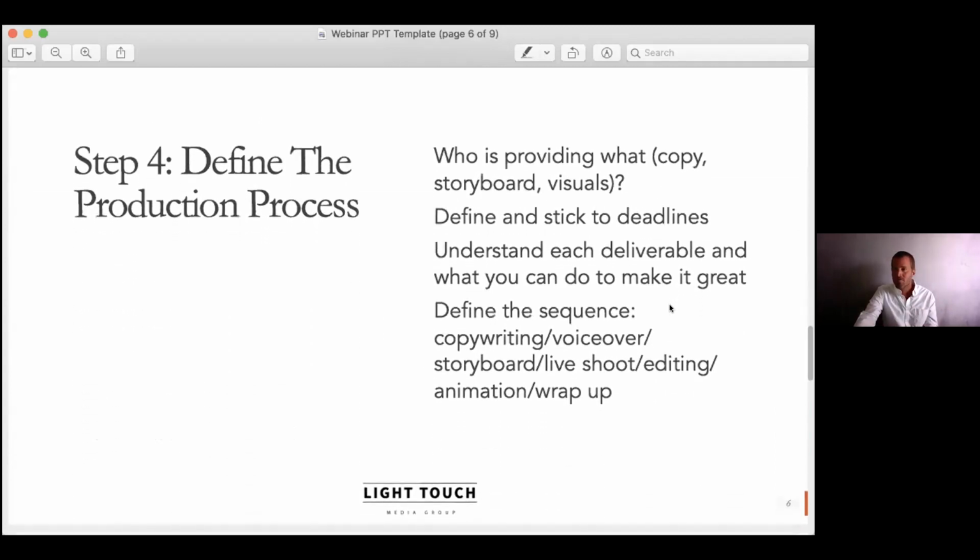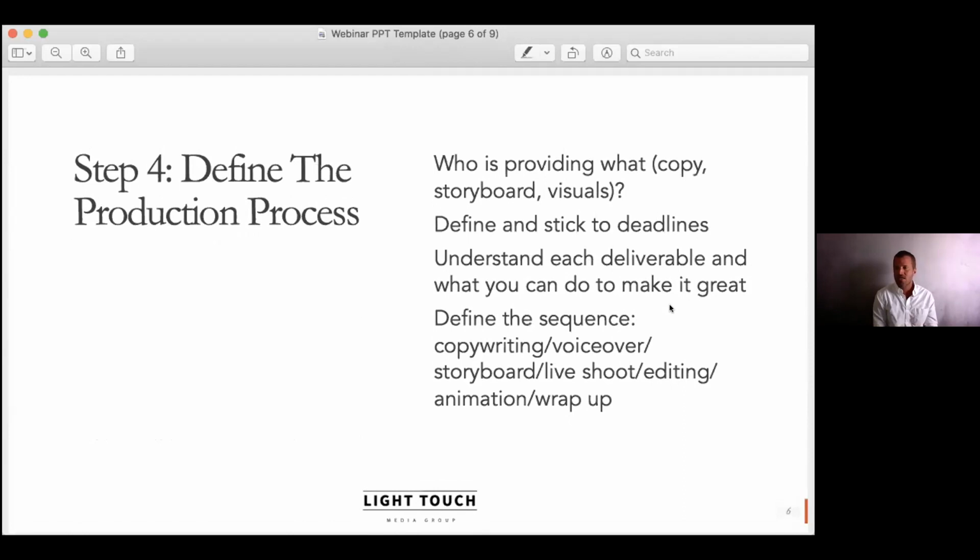So let's talk a little bit about the production process. I could talk to you about this for hours, which I won't do, so I'm going to be as succinct as I can. Depending on how you're doing it, whether you're outsourcing it to an agency or you're hiring individual contractors, you need to be very specific and clear from the get-go, even before you sign a contract, who is delivering what.